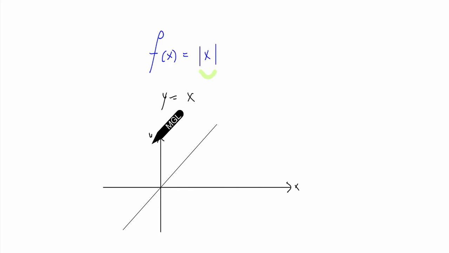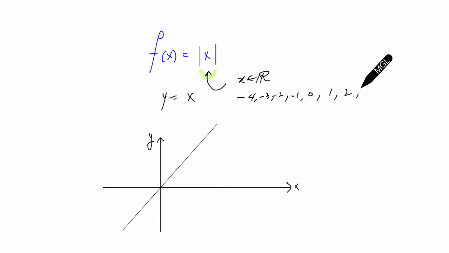Now, what a lot of students have to make sure they understand is that the input into this function is the set of all real numbers. Meaning we can plug in -4, -3, -2, -1, 0, 1, any number you want, you can put it in. But the result, in this case, y is the same as x. So if you put in -4, y will also be -4. Not so for the absolute value function.